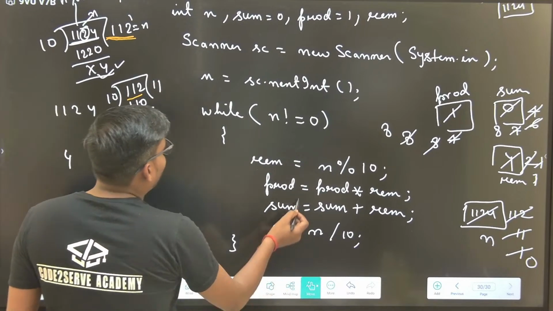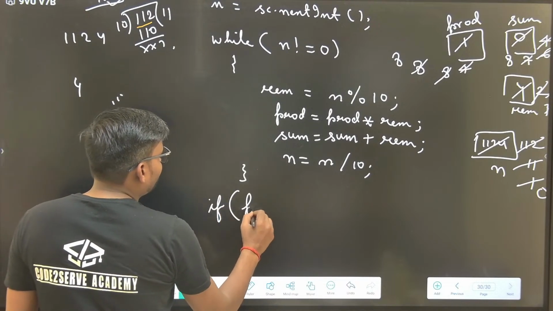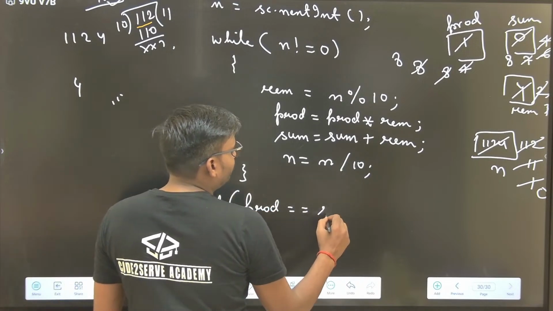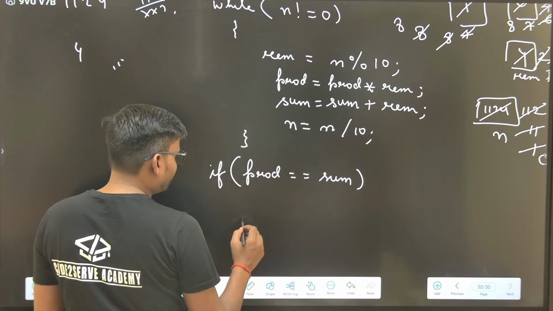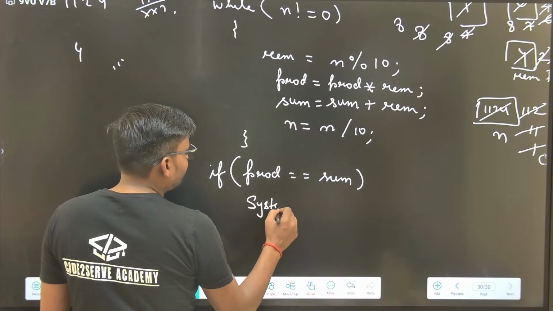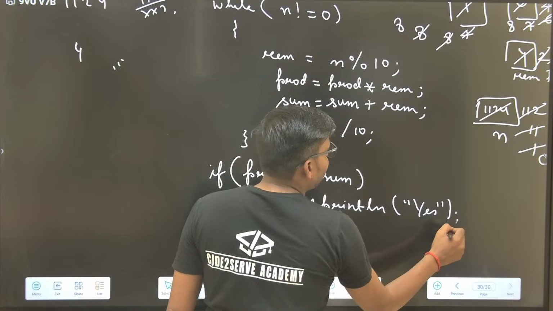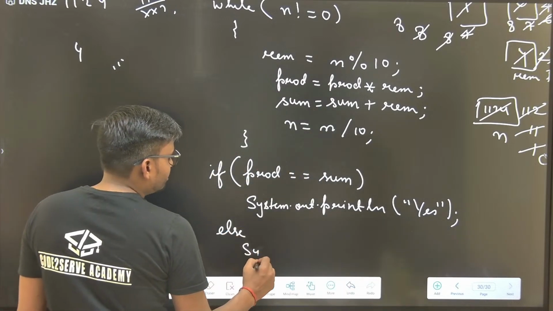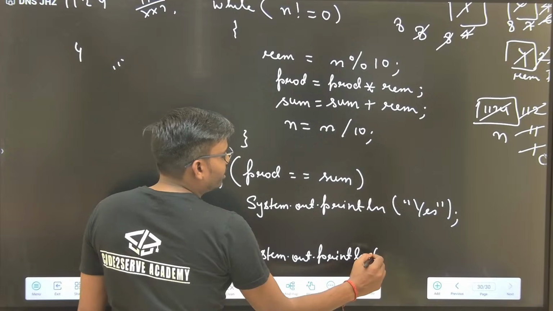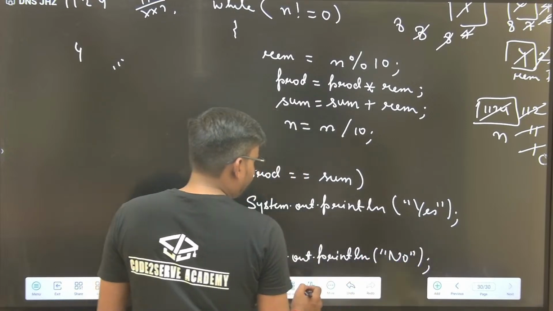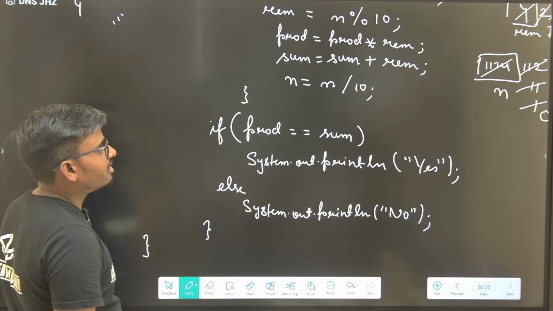All right. So after moving out, we will check if product is equal to sum, then this is a spy number. Then we will say System.out.println yes, else we will say System.out.println no. So this is the closing of this method and this is the closing of this class. Okay.